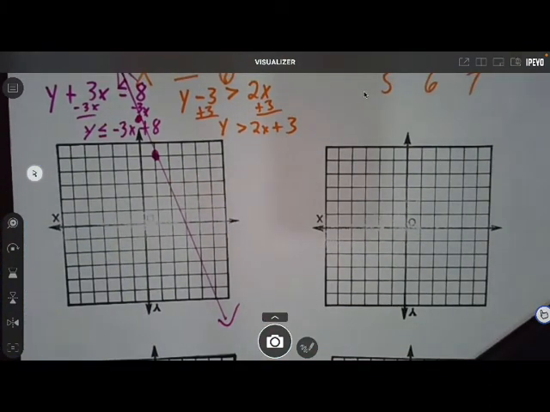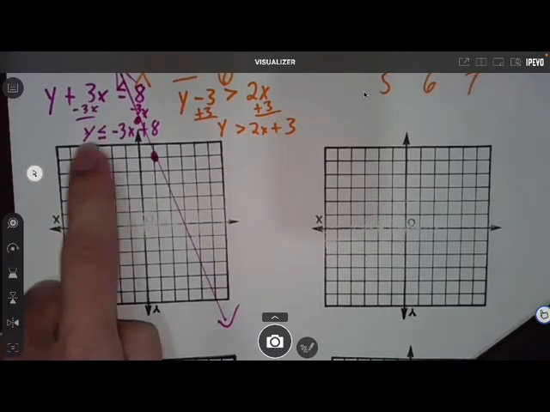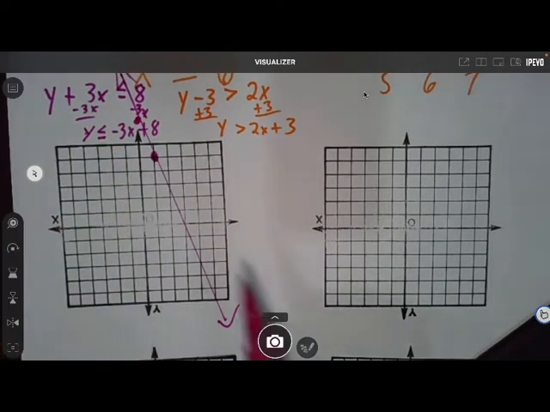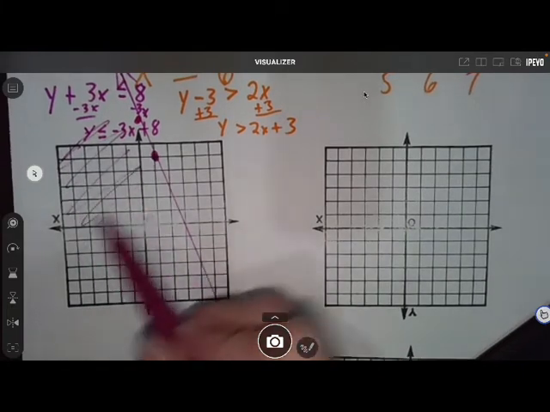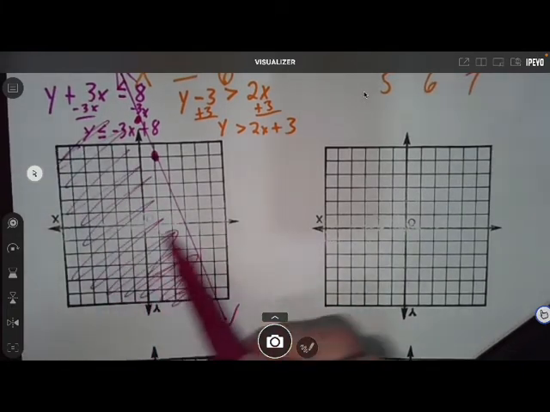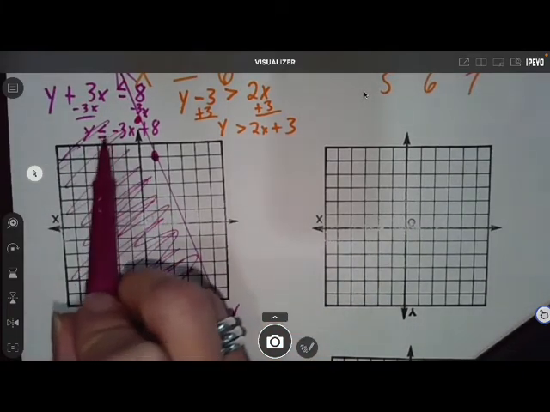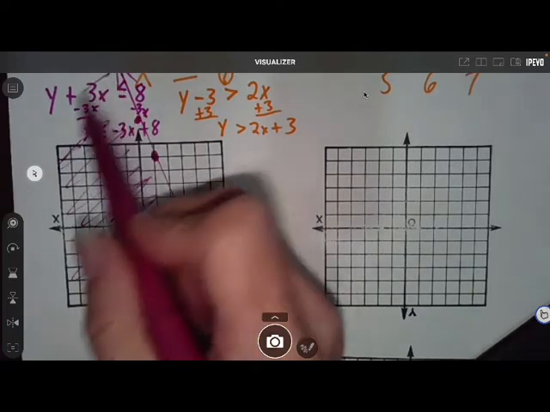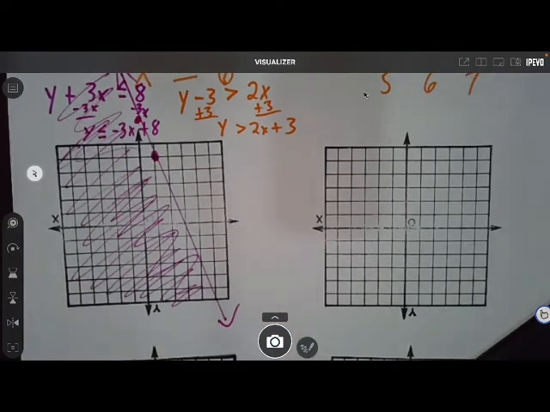All right, now I shade. Where do I shade? It says y is less than that, so all this area. It has the equal to on this one, so it's a solid line. So I'm shading all under here. And this is why I like colored pencils or colored pens for these.